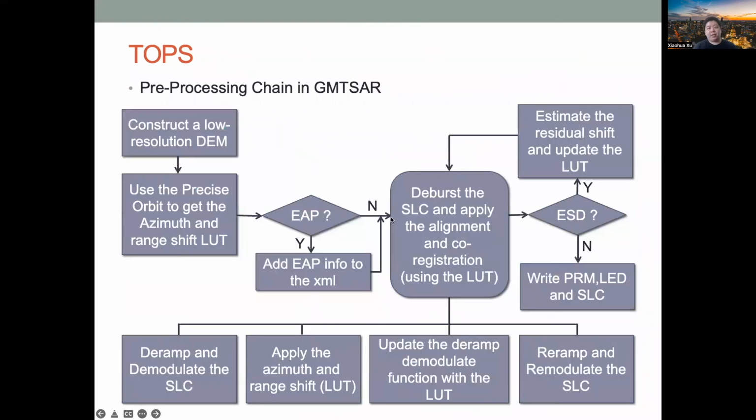Here's a summary of the processing chain of TOPS mode data in Gmtsar. I'm going to skip this as it's a little bit boring.